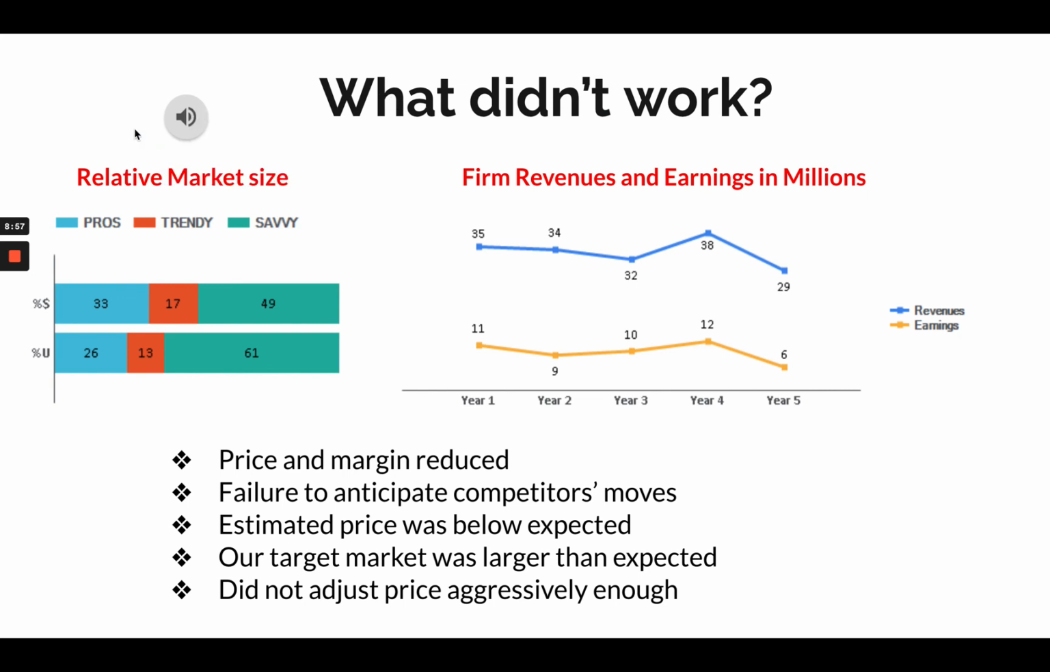The reason why it didn't work was because we should have divided the market into groups with similar needs and wants. Then we should have made the most of our two brands, Moon and Mojo. As you can see on the PowerPoint slide, the firm's earnings and revenue had a drastic decrease in year 5 because we failed to anticipate our competitors' move, and our price was below expected, as we did not adjust our pricing aggressively enough.